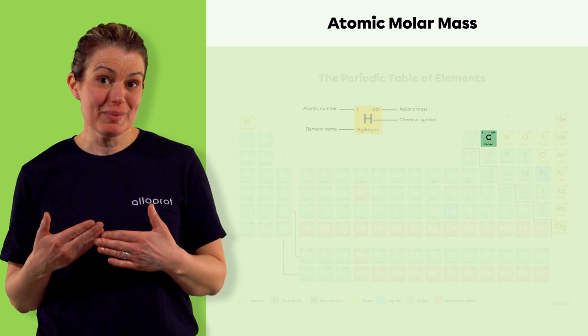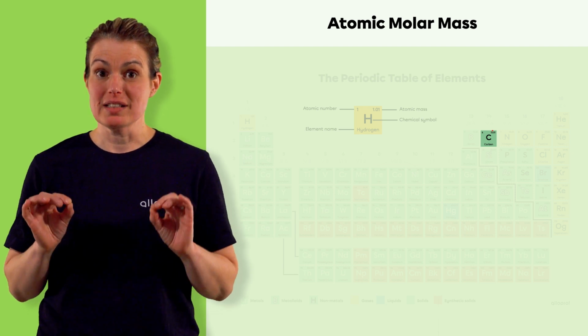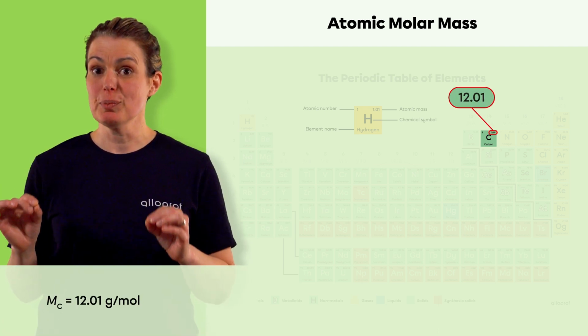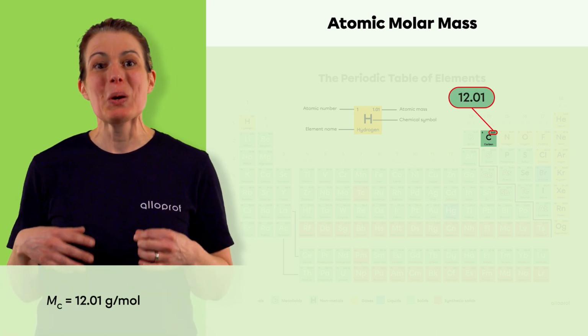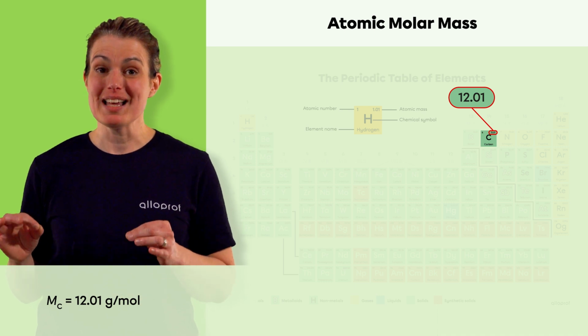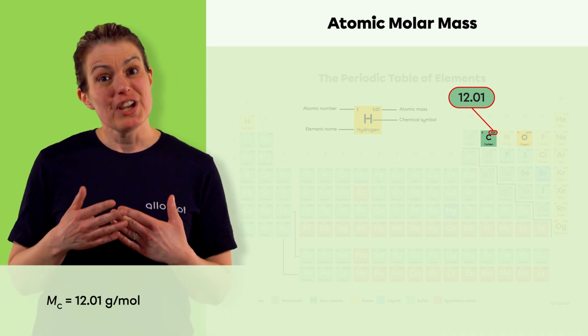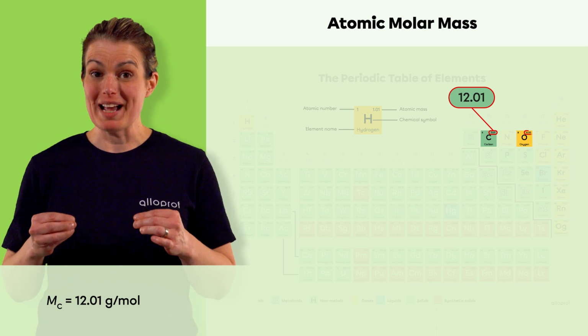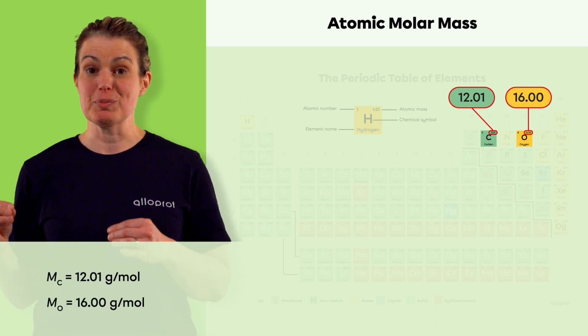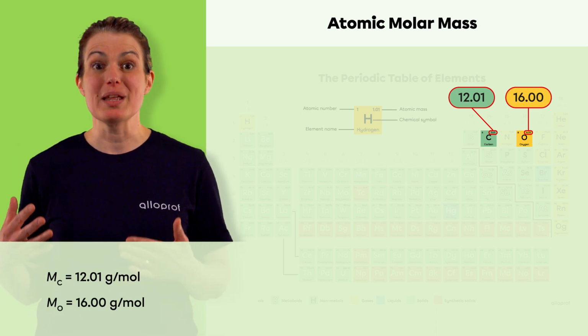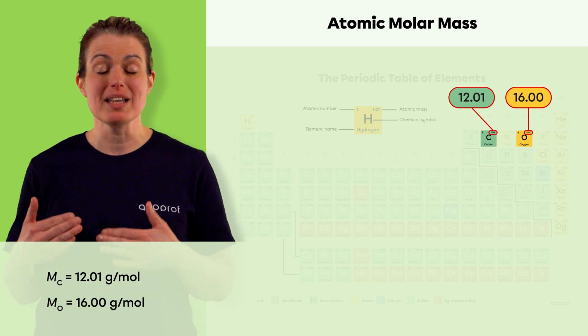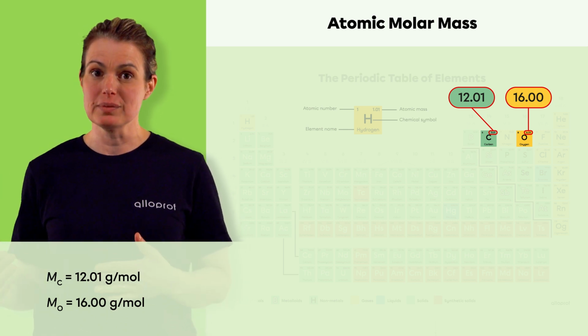In the case of the carbon atom, the atomic molar mass is 12.01 grams per mole. In other words, 1 mole of carbon has a mass of 12.01 grams. For the oxygen atom, its atomic molar mass is 16.00 grams per mole. We can also say that 1 mole of oxygen has a mass of 16.00 grams.